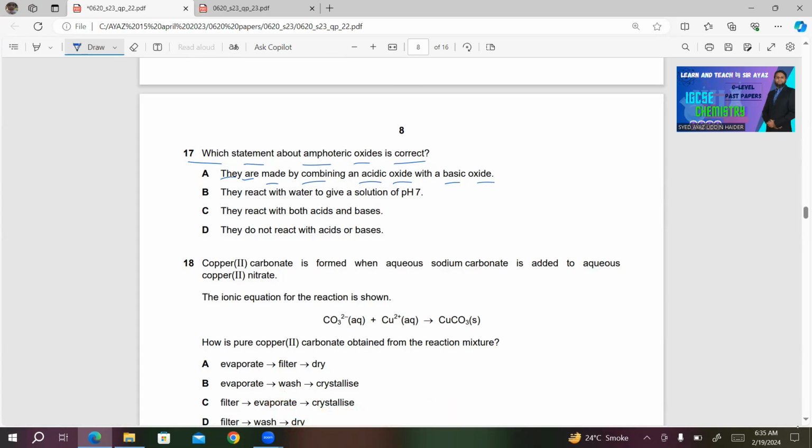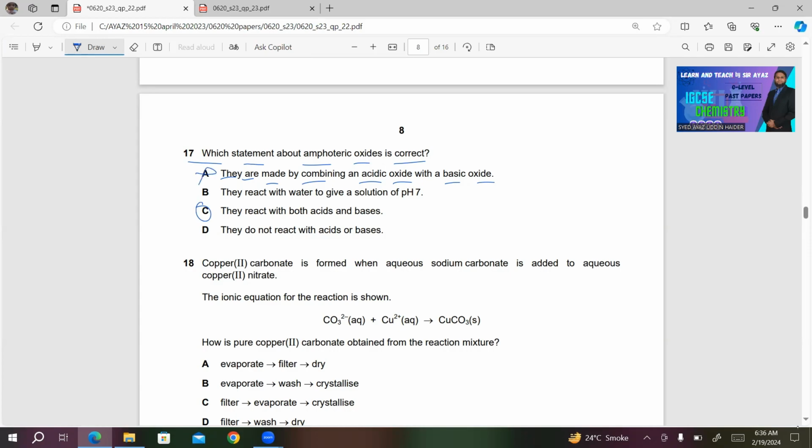No, we don't have any information on whether we are getting amphoteric oxide from acidic oxide and basic oxide, but we know that they act as both an acid and a base, or in other words, you can say they can react with both acids and bases. So only choice C will be the right answer in this case. For your convenience, I am reading the other statements also.